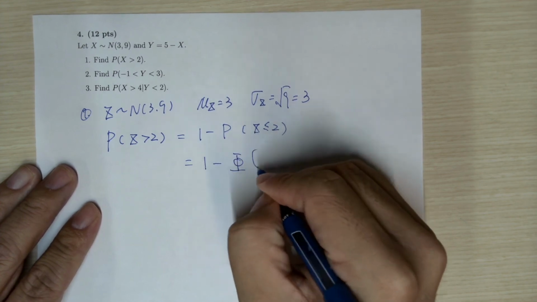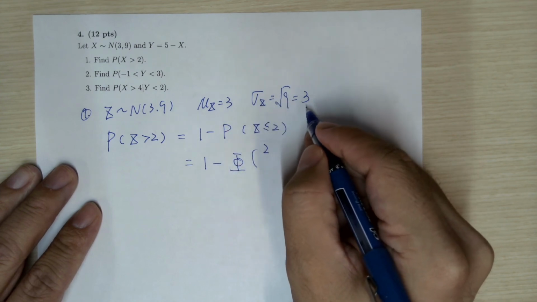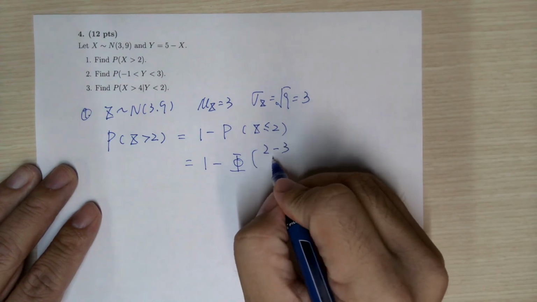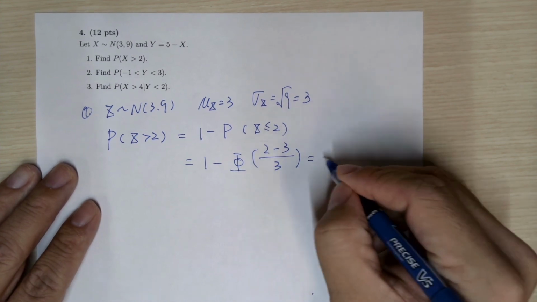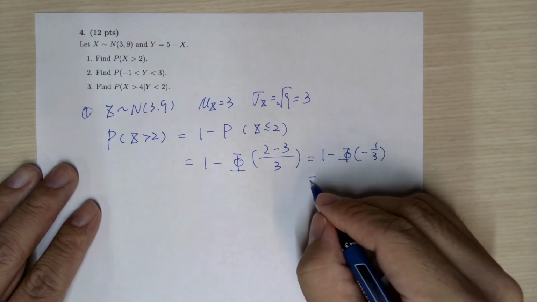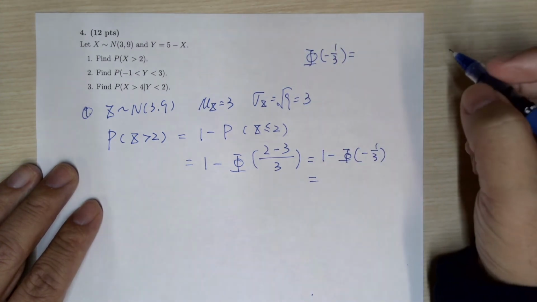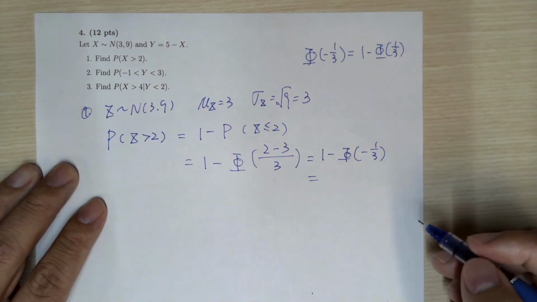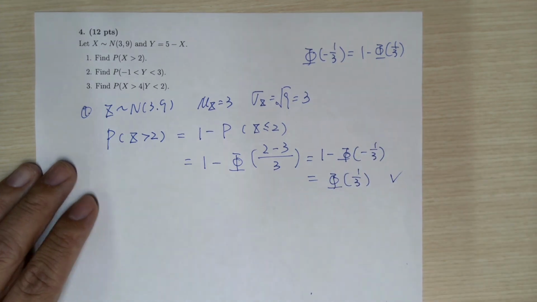it's equal to phi of (2 minus the mean) over the standard deviation. So as you can see, this is equal to 1 minus phi of negative 1/3, and phi of negative 1/3 equals 1 minus phi of 1/3. So if you substitute, this will give us phi of 1/3. Okay, so that's the first piece.